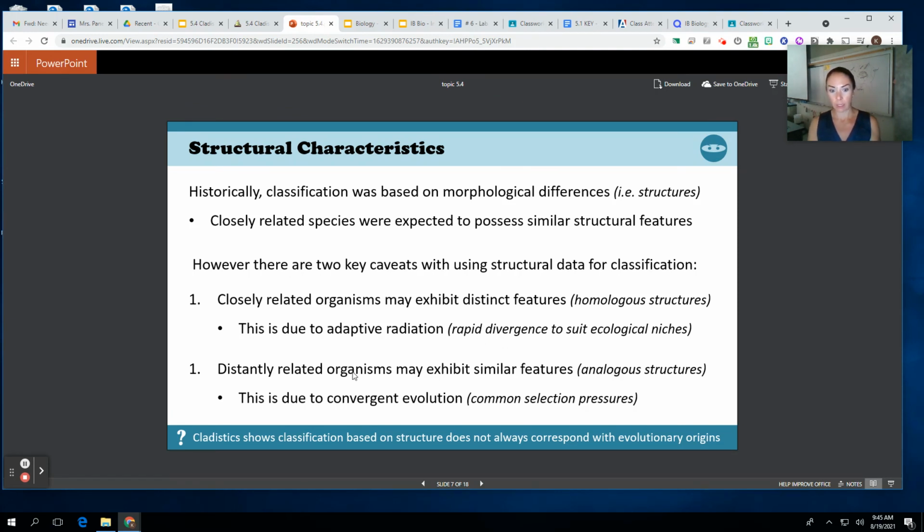Now, distantly related organisms may have similar features, the analogous structures. And that's because of convergent evolution, which is common selective pressures. Like there's water, so they're going to need the fin. But it doesn't always correspond with evolutionary origins. Okay, so those are part of the structural characteristics.